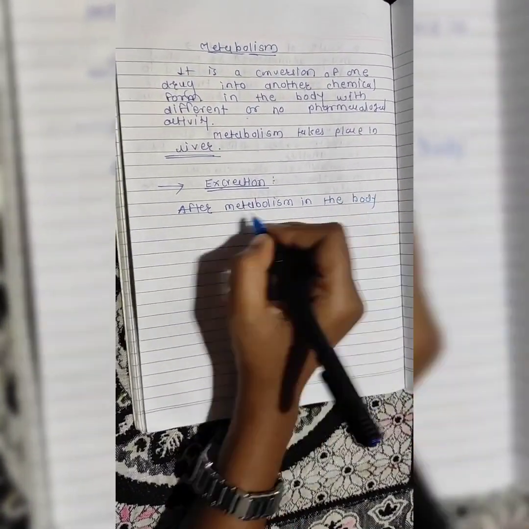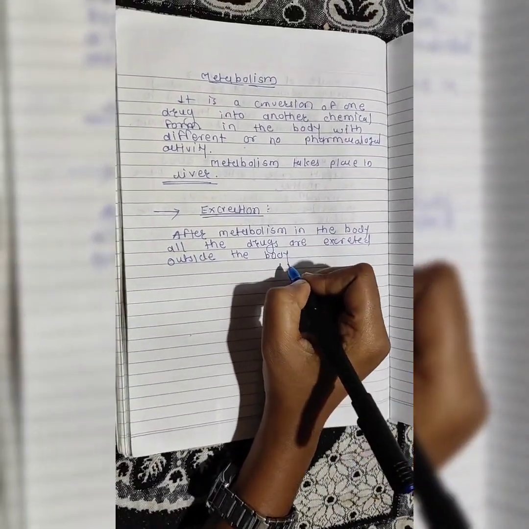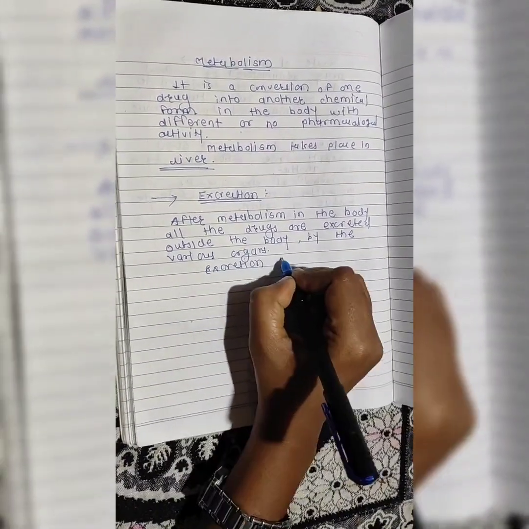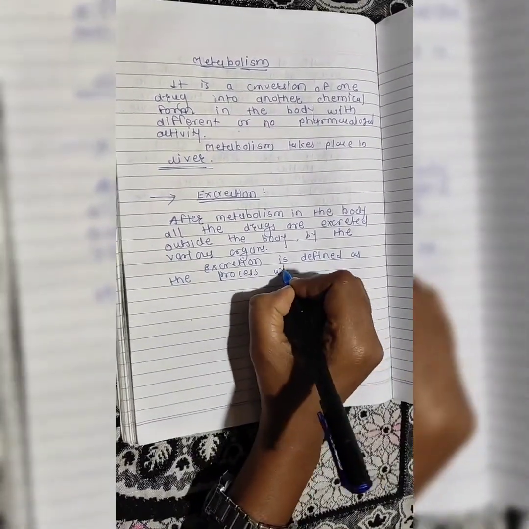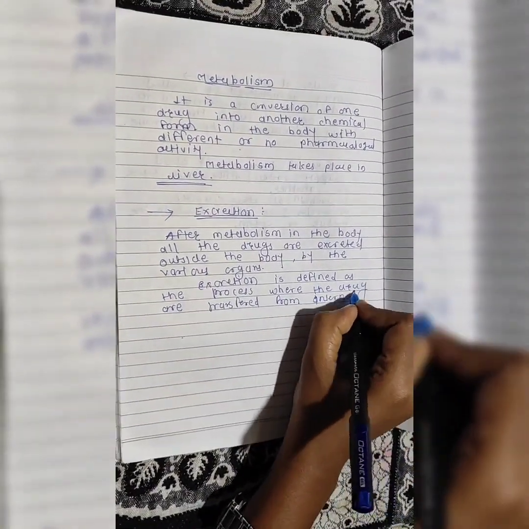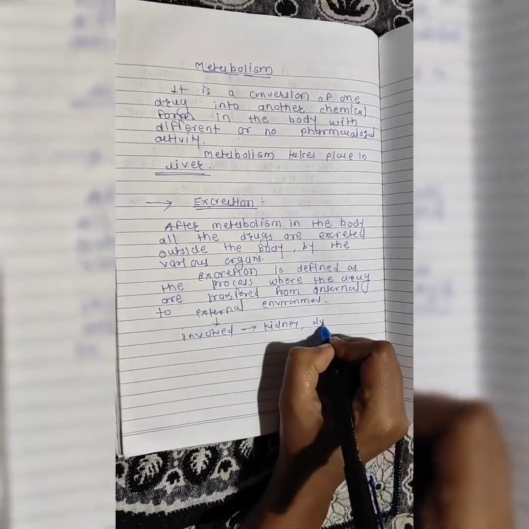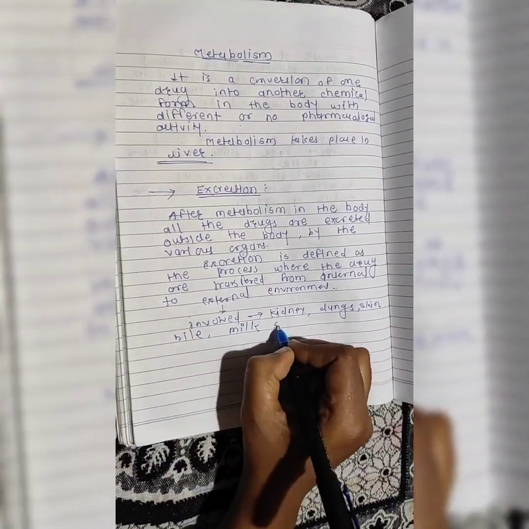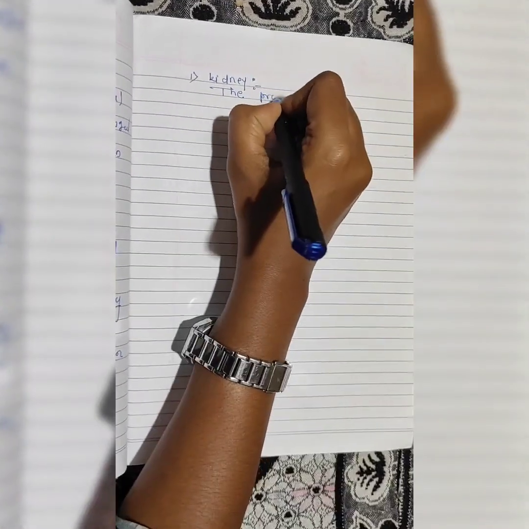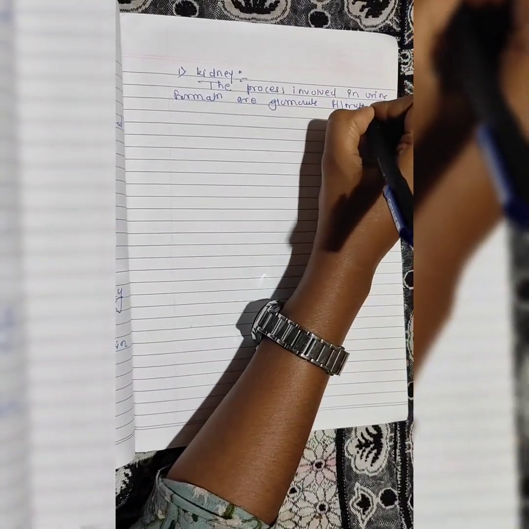Then excretion of the drug. After the absorption, distribution and the metabolism, all the drugs are excreted outside the body by various organs. Excretion is mainly defined as the process where the drugs are transferred from the internal environment to the external environment. It involves kidney, lungs, skin, bile, milk and saliva.